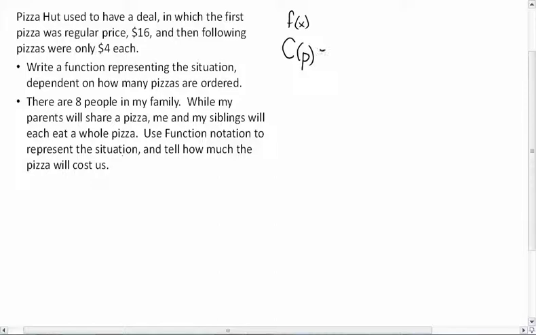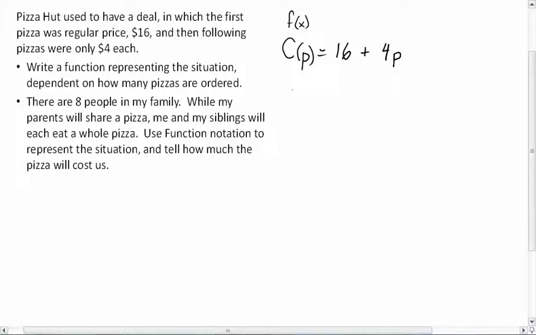All right, so c of p equals, now I've got two numbers here, a 16 and a 4. So I know I've got to pay $16 for the first pizza, and then I've got to pay $4 for each of the following pizzas. So I've got to figure out where I'm going to put the p. The first pizza I only have to pay once, so I don't want to put p here, because that means each time I order another pizza I'd have to pay another $16, which isn't the case. What am I paying extra for each pizza? It's this one right here, and so I'd put a p there. So that's our first guess: $16 for the first pizza plus $4 for each extra pizza.